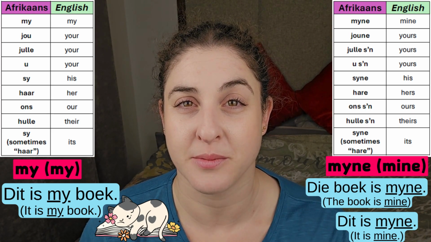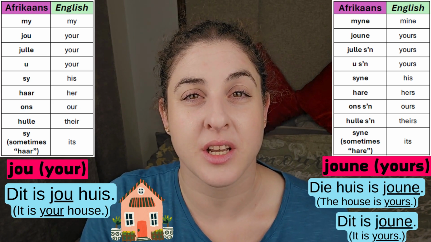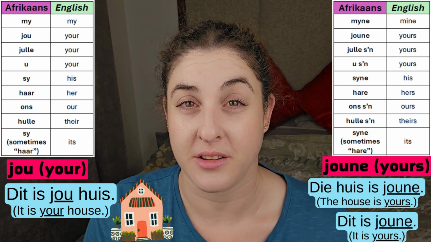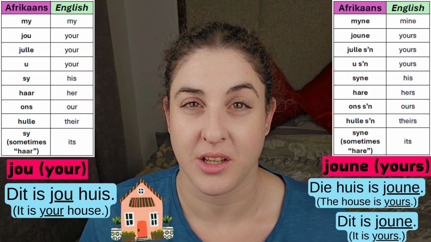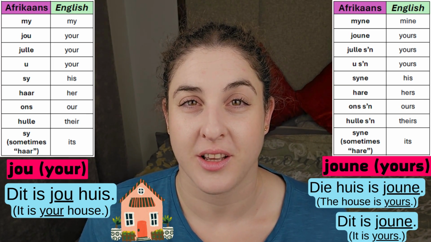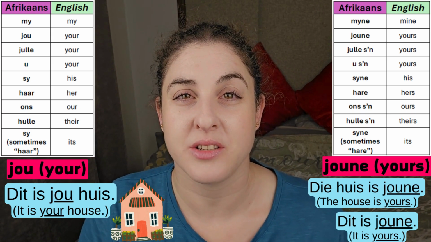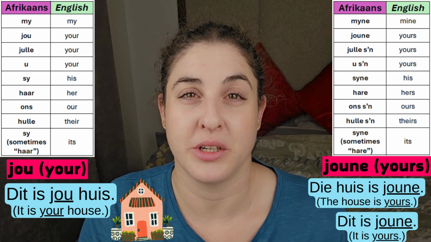It is mine. "Jou", in English, your. "Dit is jou huis." It is your house. And then on the other side, "joune", yours. "Die huis is joune." The house is yours. Or simply, "dit is joune."